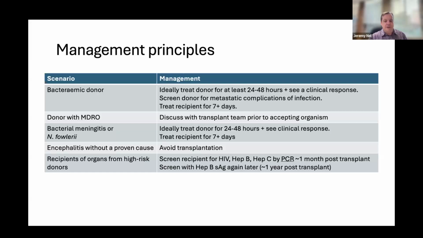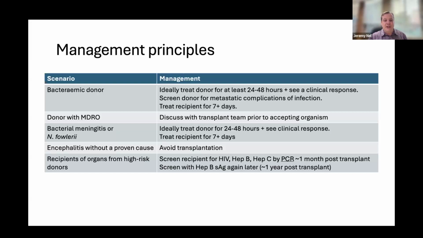What about a donor with a multi-drug resistant organism? The advice there is to talk to the transplant team just to check you can treat it. There are some, for example, in cystic fibrosis, there are some pathogens which are regarded as contraindications to transplantation because you can't completely rid the organ of it. And if you give it to a new recipient, they're just going to get that infection, which is functionally untreatable.